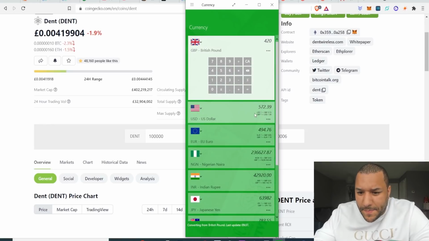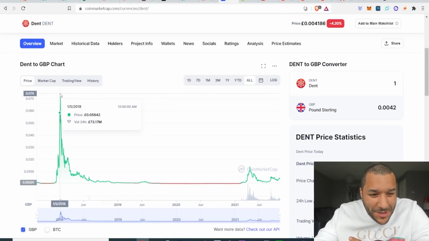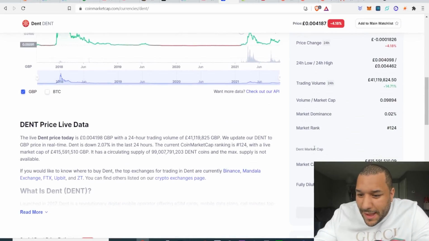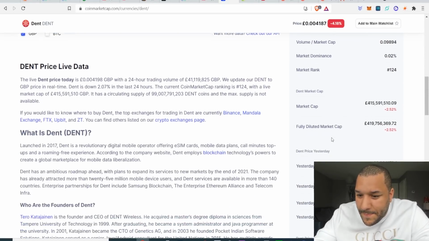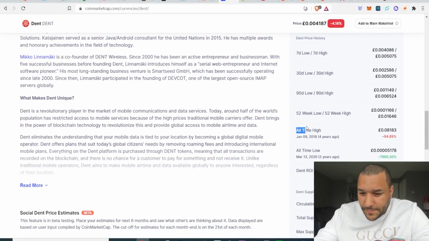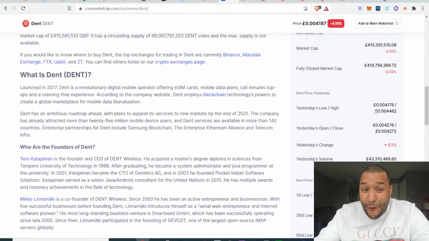It went to like 7-8 pence. Hold on. $572. DENT went to, can I get to the tip? That says 7 pence, 0.72. If I scroll down here on the side, it shows me a better accurate reading. All-time high. Here we go. All-time high says 8 pence. And right now, sitting at 0.004.